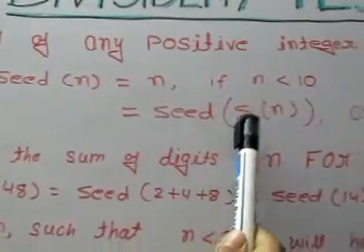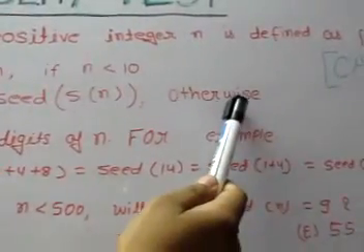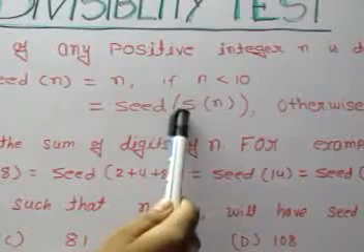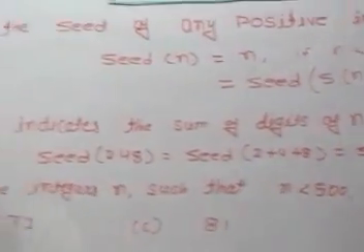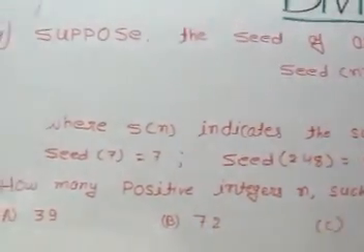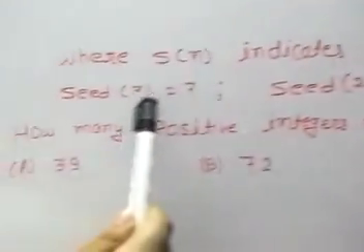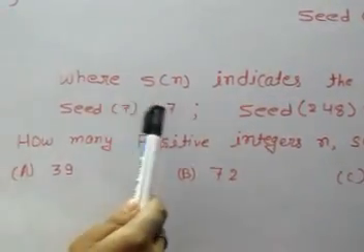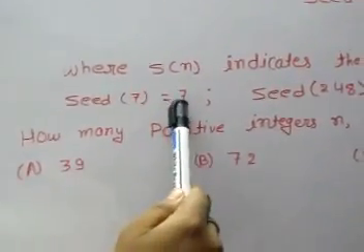And seed n is equal to seed S of n otherwise. That means if n is more than or equal to 10, then seed n is equal to seed S of n, where S of n indicates the sum of digits of n. For example, seed 7 is equal to 7 because 7 is less than 10, hence seed n is equal to n, so seed 7 is equal to 7.